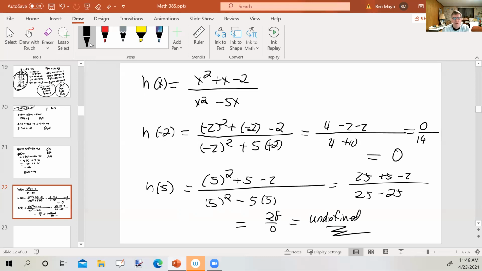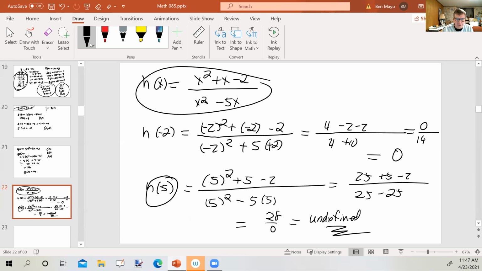Now, we can't graph undefined. Undefined doesn't exist. So what that tells us is that when we put 5 into this function, we don't get a real output. That means that 5 is not in the domain of the function because it's not an acceptable input, because when you put it into the function and turn the crank, you get undefined. You get something that's not real. And for something to be an acceptable input, it has to produce a real output.